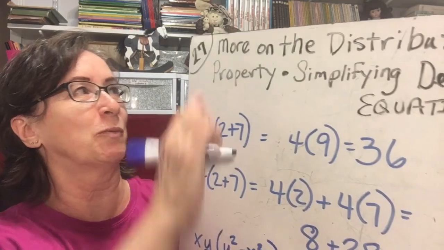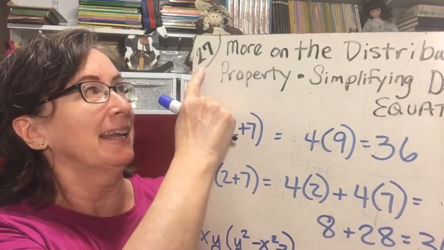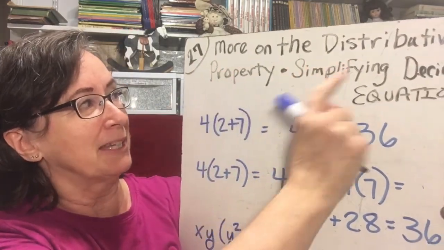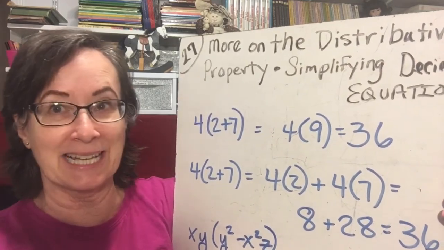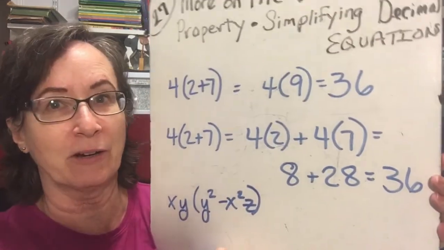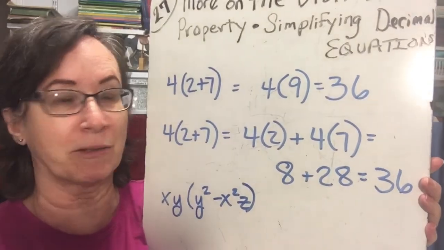We are back with your Saxon Orange book, lesson 27. More on the distributive property, simplifying decimal equations. So here we have a refresher on the distributive property.